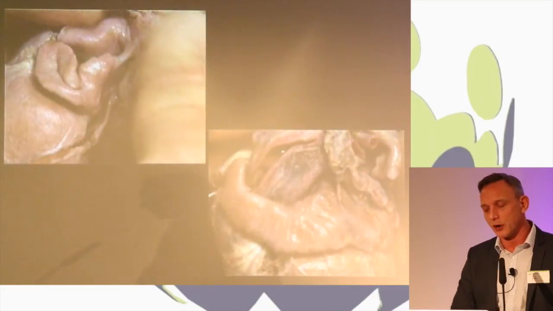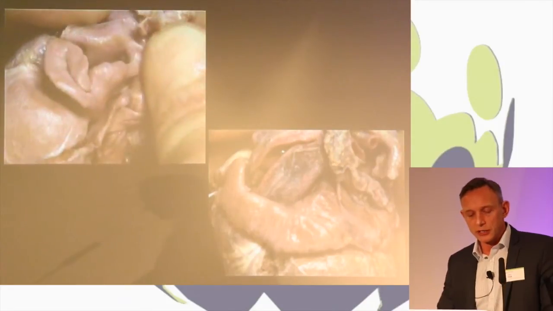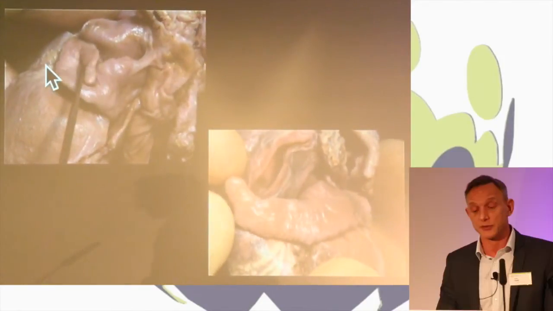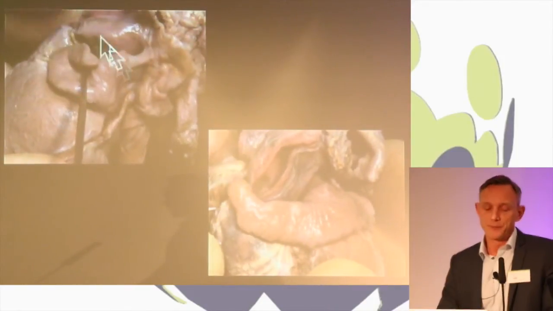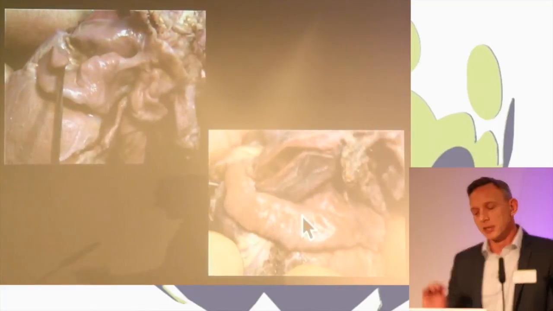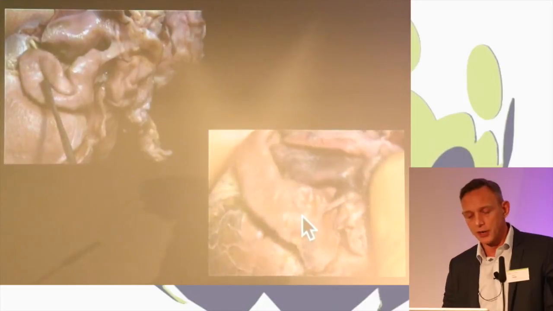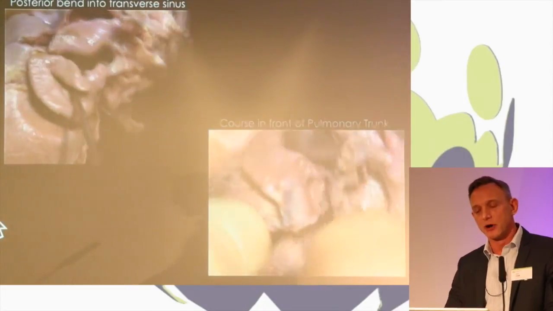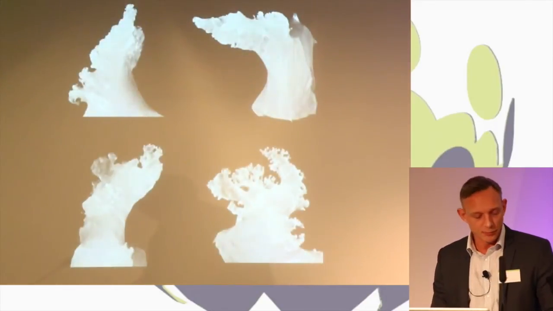Here's an example of some slightly odd-looking appendages. So here you can see one which is hooking back on itself within the transverse sinus. And the second one here is a rather long appendage, which is running really right in front of the pulmonary trunk. So certainly there's lots of variations on that theme.